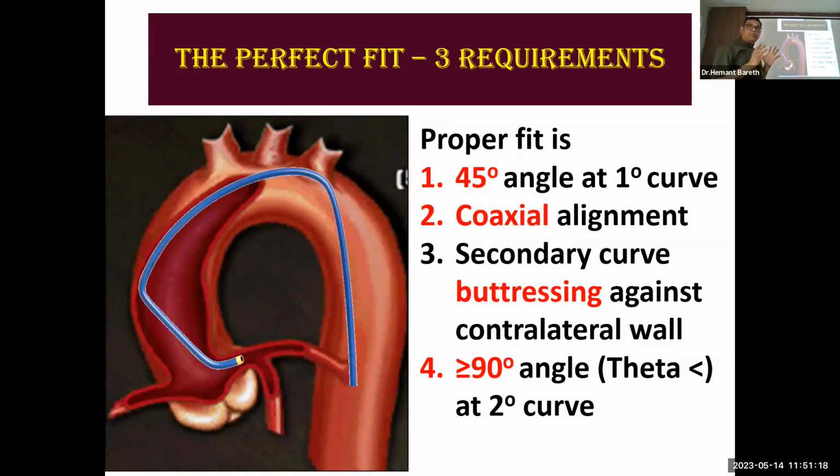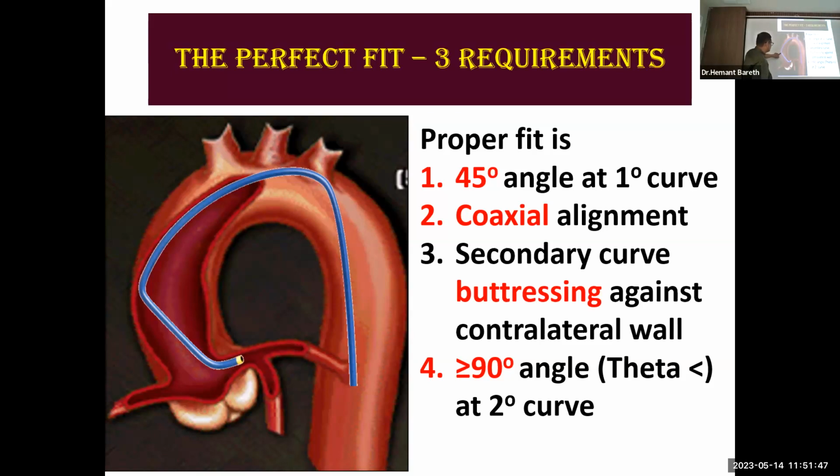Now, of course, we come to perfect fit. So what is a perfect fit? Number one is if you have this less than 90 degree angle, primary curve. That will make it fit better. And if this angle is changeable, then according to the orientation of the left main, the catheter will fit it. So it will become coaxial. The second thing is if there is a coaxial alignment. Third thing, as I said, if there is a lot of buttressing.